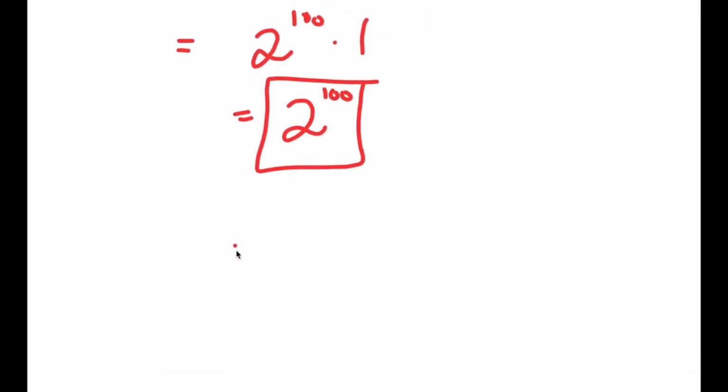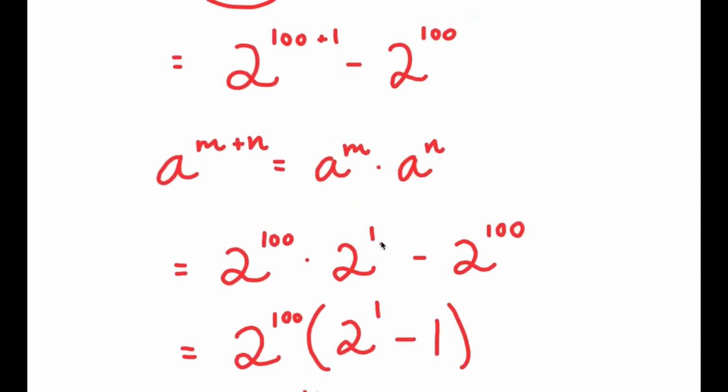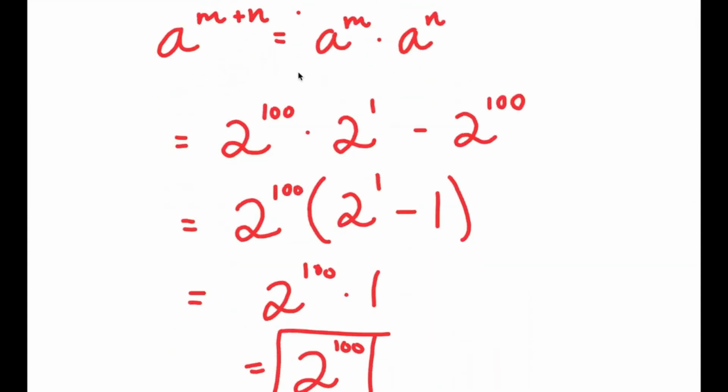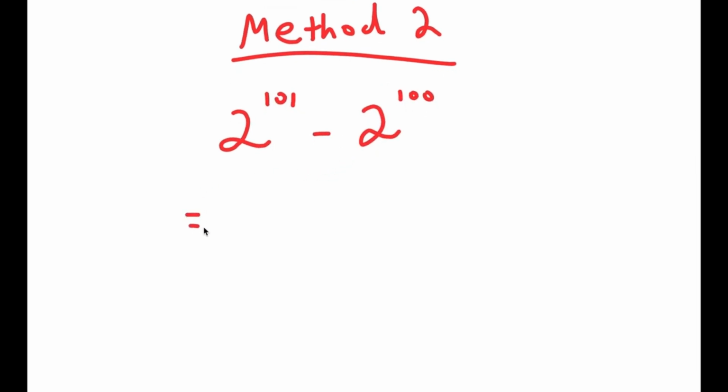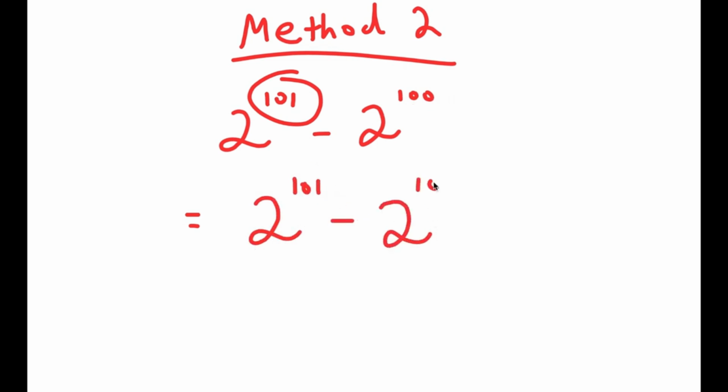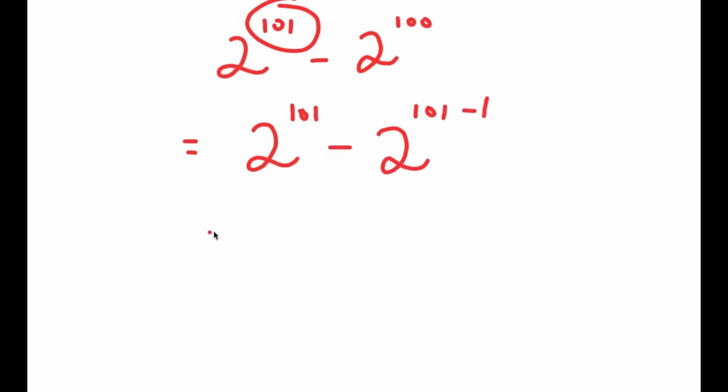Now, there is actually another method of solving this problem. So going back to the problem, I have 2 to the power of 101 minus 2 to the power of 100. Now, before I rewrote 101 as 100 plus 1, but how about I rewrite 100 as 101 minus 1? So now I get 2 to the power of 101 minus 2 to the power of 101 minus 1.